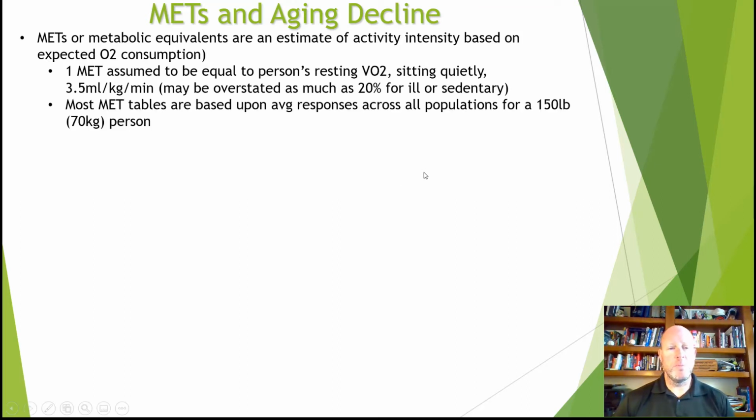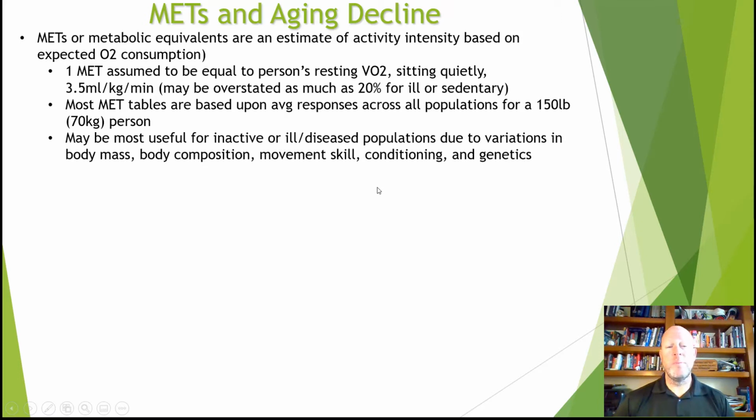And most MET tables are based upon average responses. This is important to note too, across all populations for a 150-pound person, about 70 kilograms. So adjustments would be expected for someone who's larger or smaller. They're maybe most useful though for inactive or ill disease populations, less trained, right? Due to variations you might see more broadly in body mass, body composition, movement skill, conditioning, and genetics, especially toward the last 4. Body composition, movement skill, conditioning, and genetics.